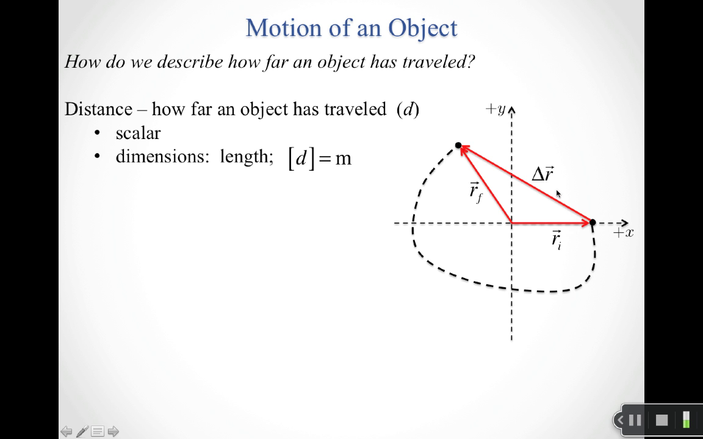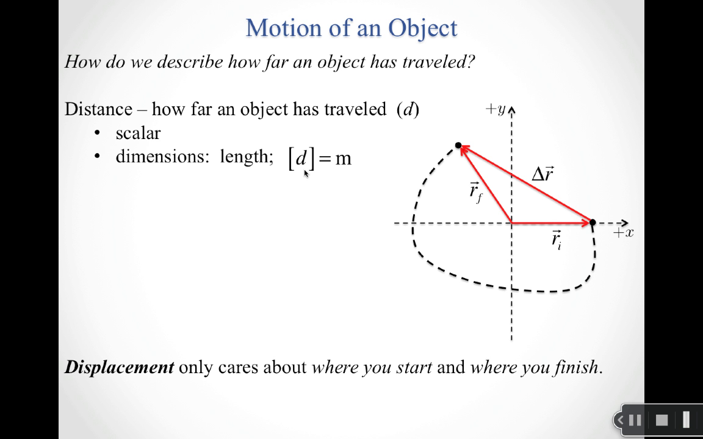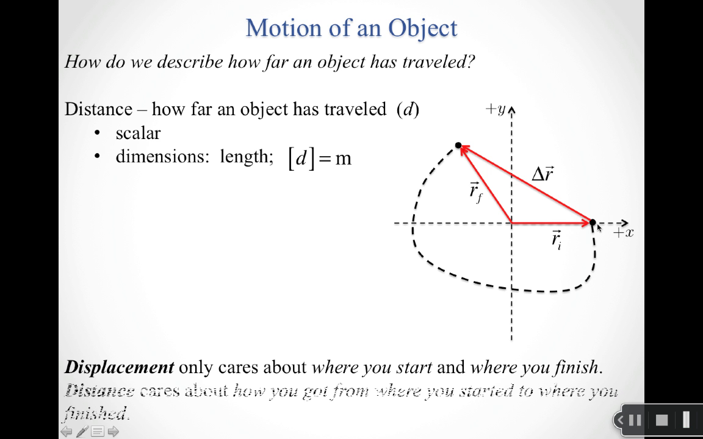So displacement and distance are two things that we'll sort of use interchangeably, but they're fundamentally different things. One of them is a scalar, the other one is a vector. We'll have to keep in mind which one we're talking about and what difference that makes. Again, distance just has dimensions of length, so the SI unit we'll use will also be meters. Again, displacement only cares about where you start and where you finish. Distance cares about how you got from where you started to where you finished.